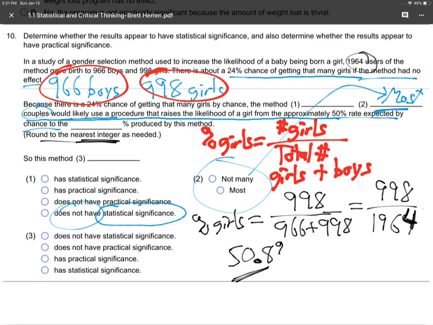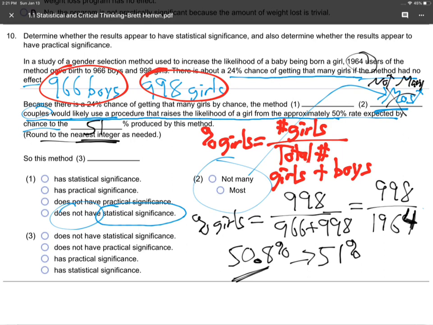50.8? So that rounds to 51%, doesn't it? So that's right here. 51%. So would people want to do that if they said, hey, you can raise the chance of having a girl from 50 to 51? No, now we know it's clearly not many, and it's not practical. That means it's not practical, huh?